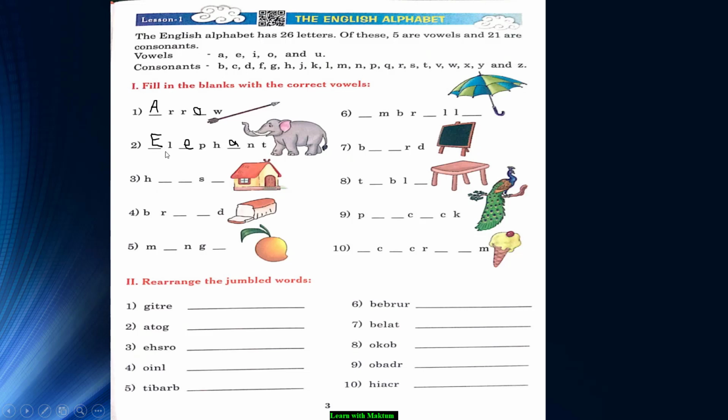ELEPHANT. Elephant. Third diagram is house. HOUSE. House. Fourth one, it is bread. So BREAD. Bread. Fifth one, mango. MANGO. Mango. Sixth one is umbrella. UMBRELLA. Umbrella.